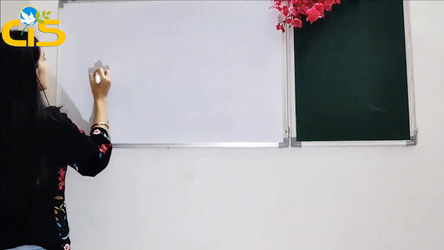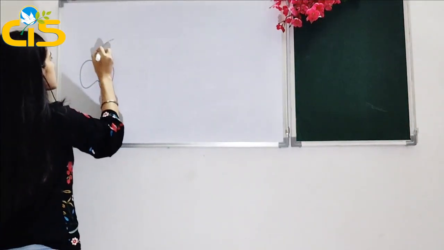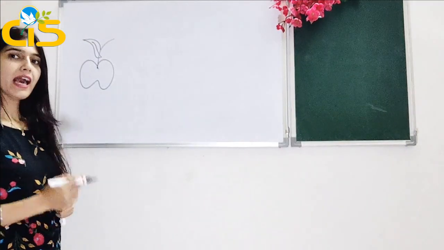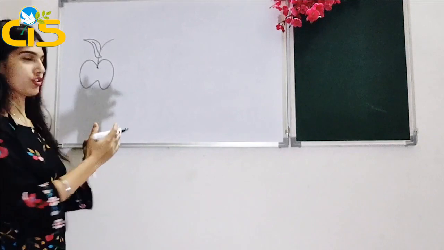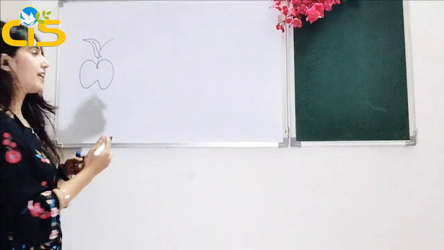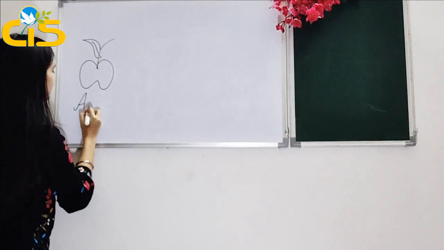Okay? So the first one that we have is, what is this? Okay, I'll give you a hint. It's a fruit. Which fruit is this? Can you tell the name? Yeah, this is an apple.